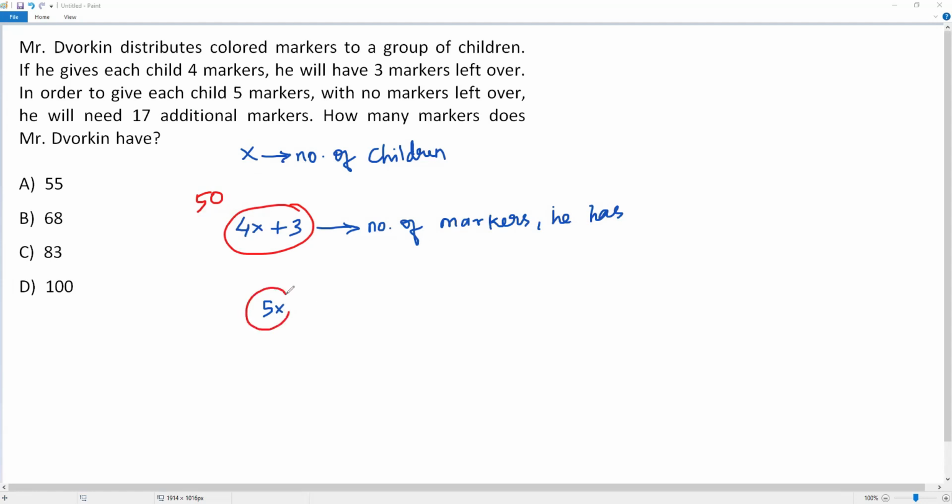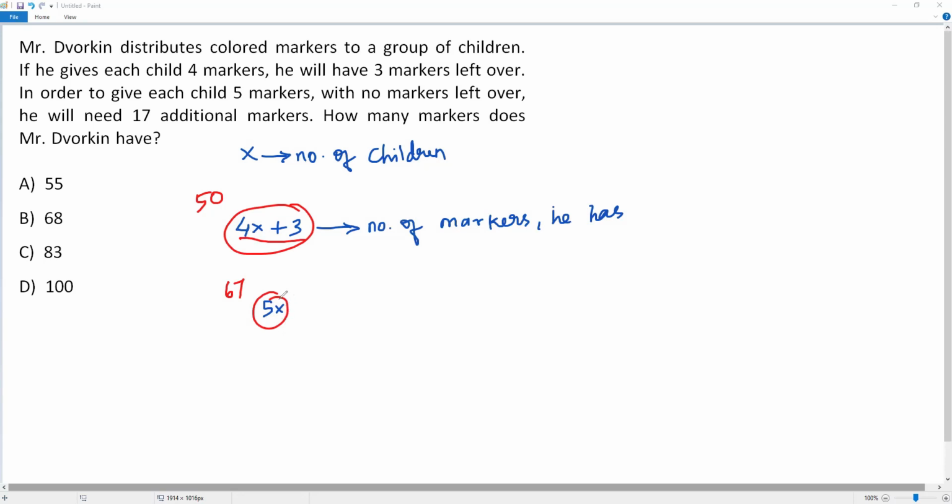Then what can be the value of this 5x according to this 50? According to the given information, when each child is given 5 markers, he will need 17 additional markers. We know that this is the number of markers he requires when he gives each child 5 markers. So already he has 50 markers. For this case, he needs 17 additional markers. That is 50 plus 17. That is 67.